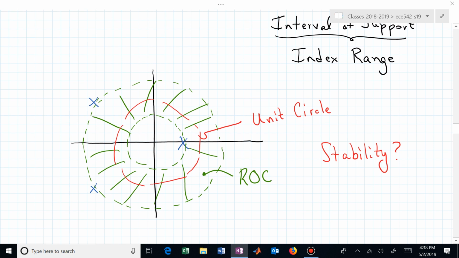I apologize for this. Let me just state it up front. It's a beautiful unit circle, but you get the idea.